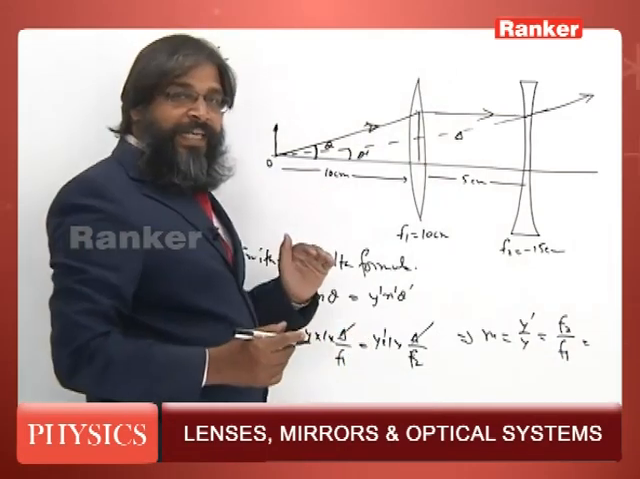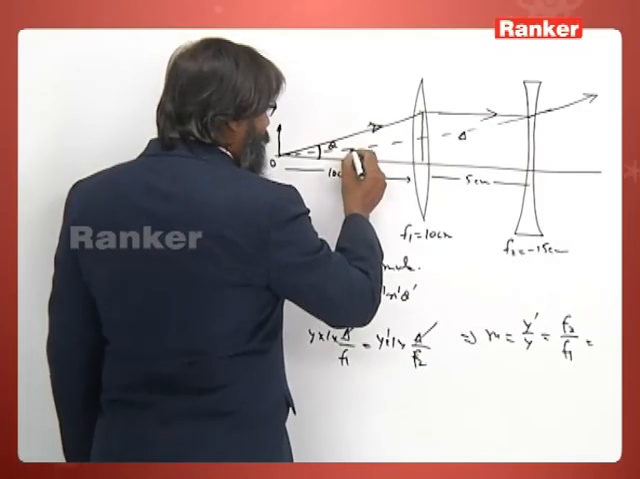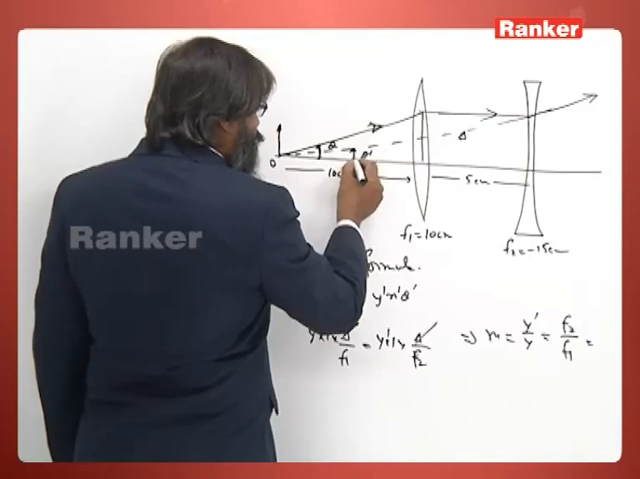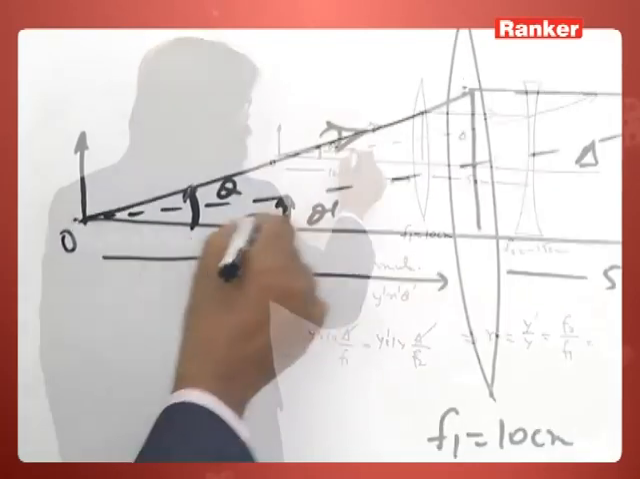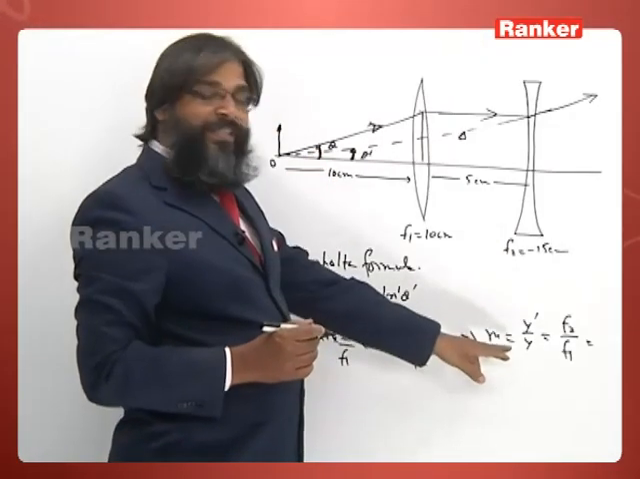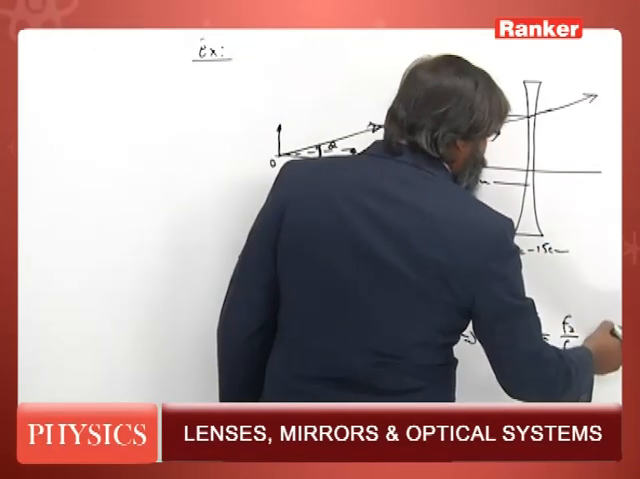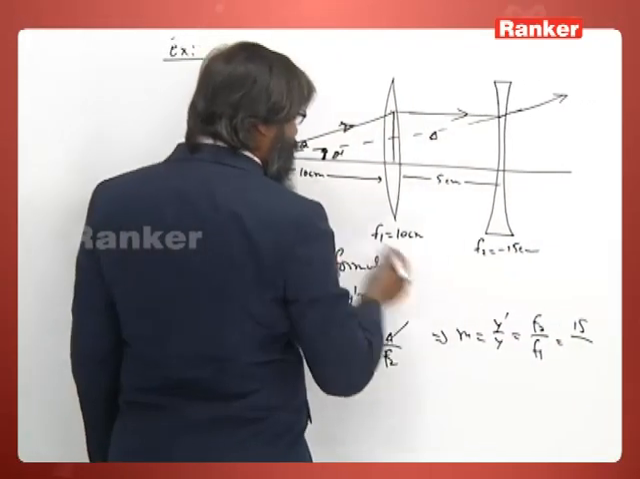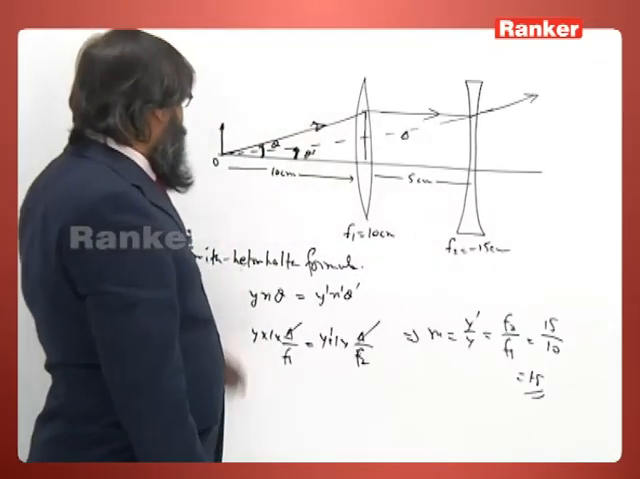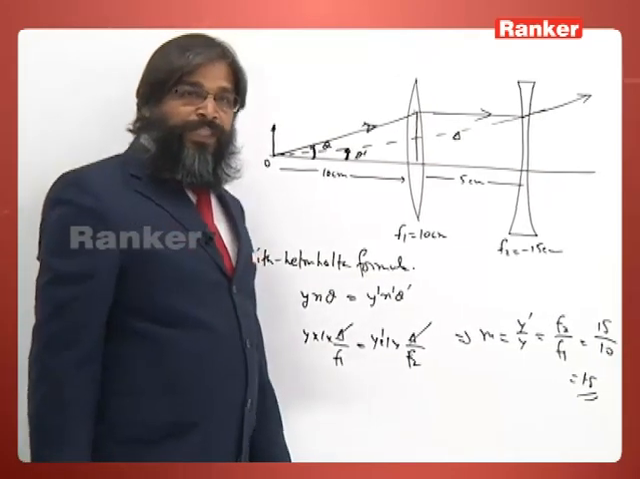Whether magnification is positive or negative will be decided by the angle made by this ray and the final ray. So you see both these angles are in the same sense, anti-clockwise. If one is clockwise and another is anti-clockwise, then magnification is negative. So F2 is 15 and F1 value is 10, so the magnification becomes 1.5. So if object height is 1 centimeter, the image height will be 1.5 centimeter.